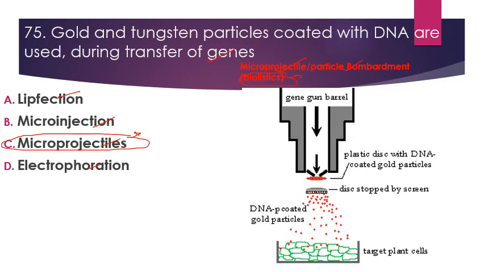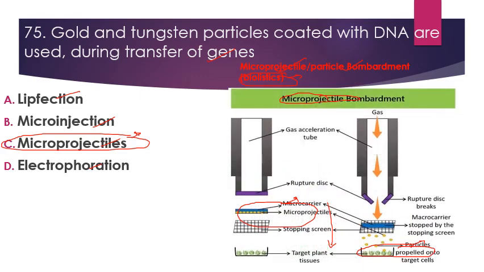And in this we use this gene gun, and here we use DNA coated gold particles. These gold particles we insert into the target cell by the gene gun method to improve its genetic constituents. This is microprojectile bombardment. Here we have this gas acceleration tube, and we have these microprojectiles and gold coated particles, and we bombard them on the target plant cells.